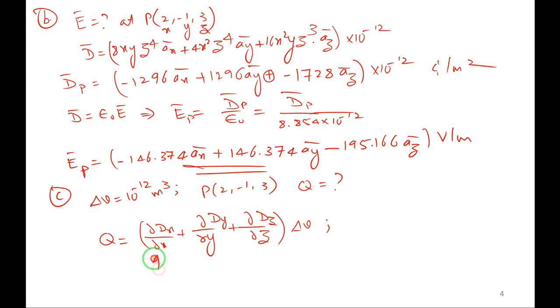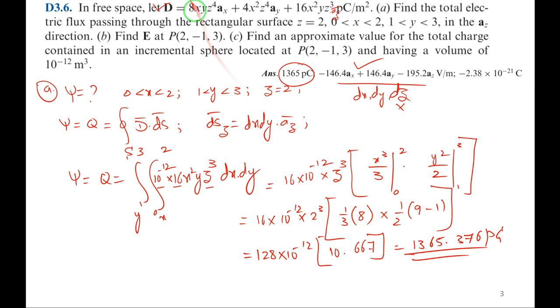So one by one you will calculate. First I will calculate ∂Dx/∂x, next the second, ∂Dy/∂y, then third ∂Dz/∂z. And D is Dx ax plus Dy ay plus Dz az. The pico factor is there, so take care of this. So we'll differentiate.